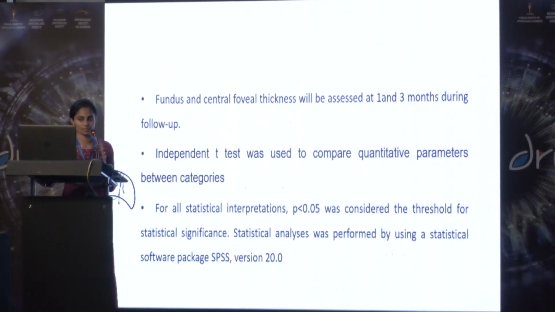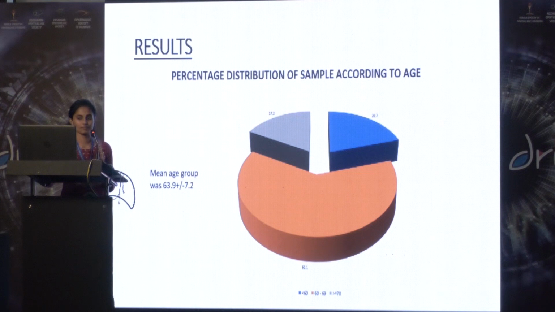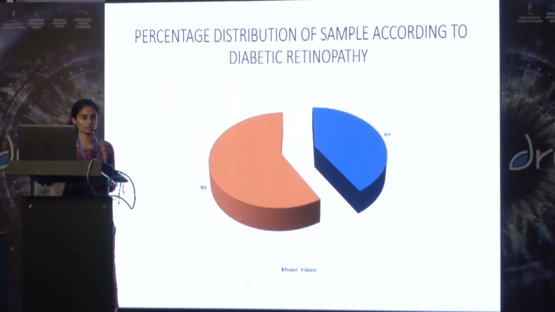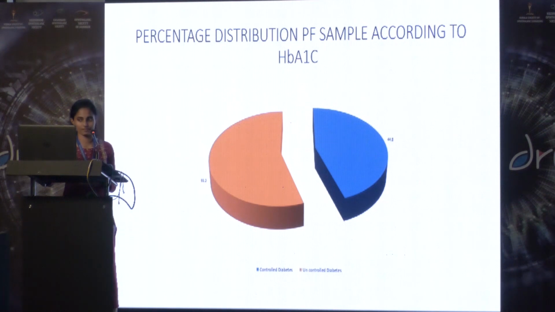For all statistical interpretations, p less than 0.05 was considered the threshold for statistical significance, and the analysis was done by SPSS version 20. And the results: mean age group was 63.9 plus or minus 7.2, and the distribution according to duration of diabetes: 41.4% of patients had duration more than 10 years, and according to diabetic retinopathy, 41.4% had pre-existing diabetic retinopathy, and according to HbA1c, 55.2% were uncontrolled diabetes, that is HbA1c more than 7.